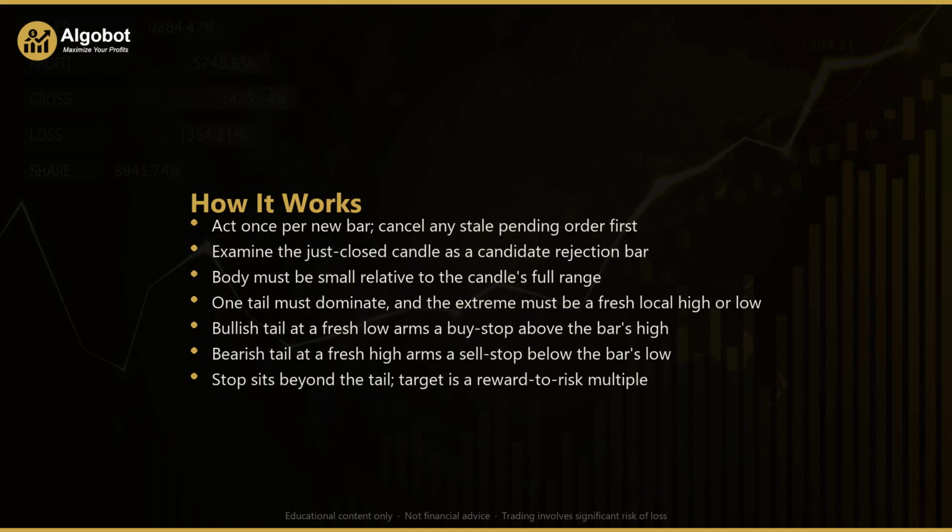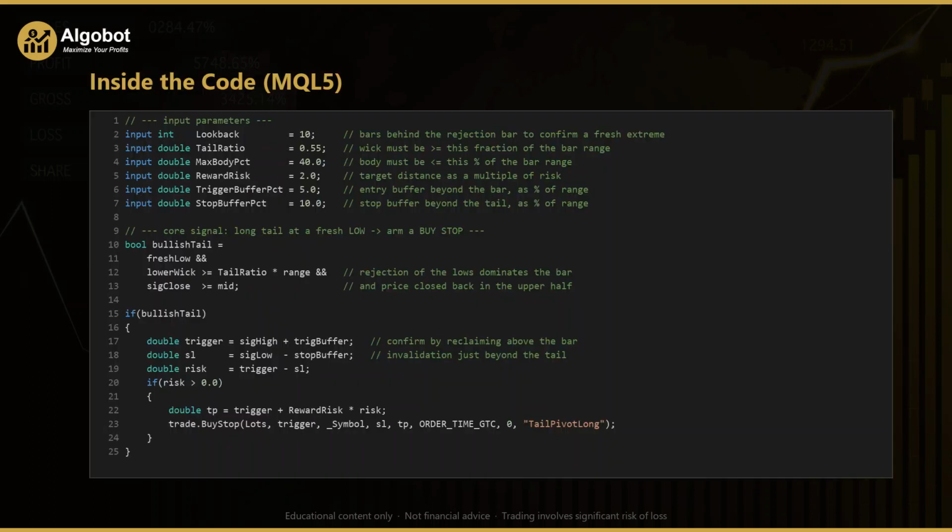The pending order activates only if the next bar reaches that level, providing the confirmation the strategy insists on. Let's read through the code you see on screen, just as it appears in MetaEditor. At the top are the input parameters, the dials you can adjust without touching the logic. Lookback sets how many bars behind the rejection candle must be checked to confirm a genuinely fresh extreme. A larger value demands a more significant high or low.